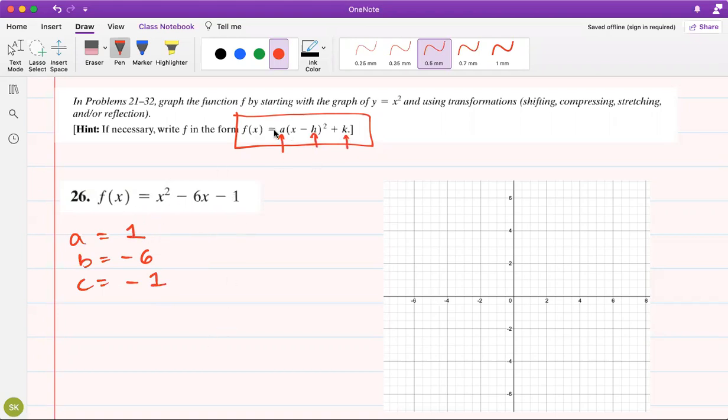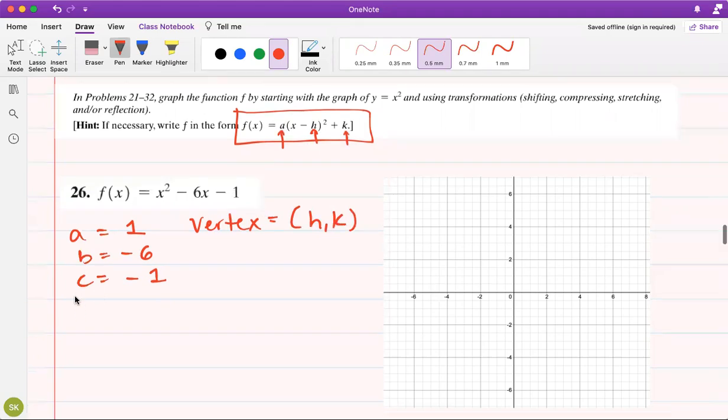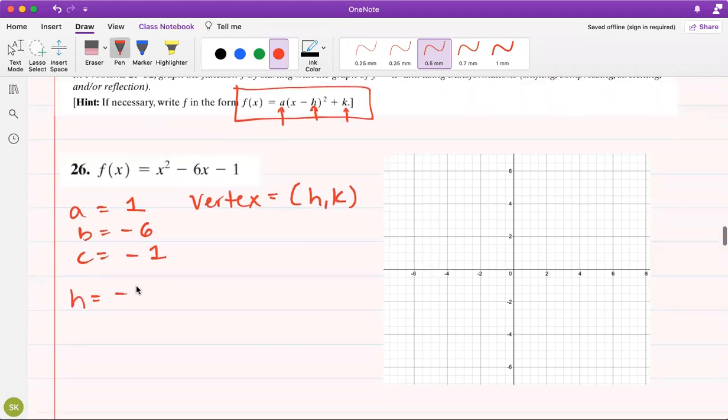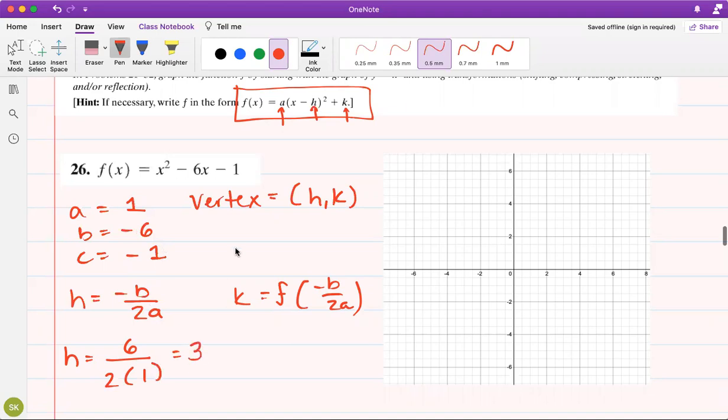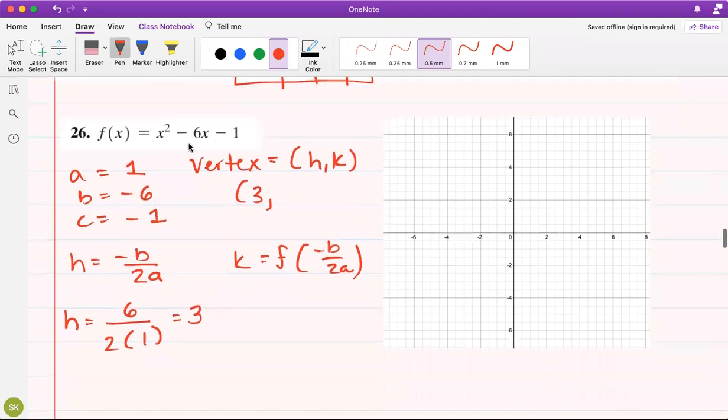So a is 1, so we can just put a 1 here. To find h, remember when we're in this form, the vertex is (h, k). So h is negative b over 2a, and k is f of this negative b over 2a. So h is negative of negative 6, which is a positive 6, over 2 times a, which is 1. So I get 3. So that's my h. And then I'm going to plug 3 into this function.